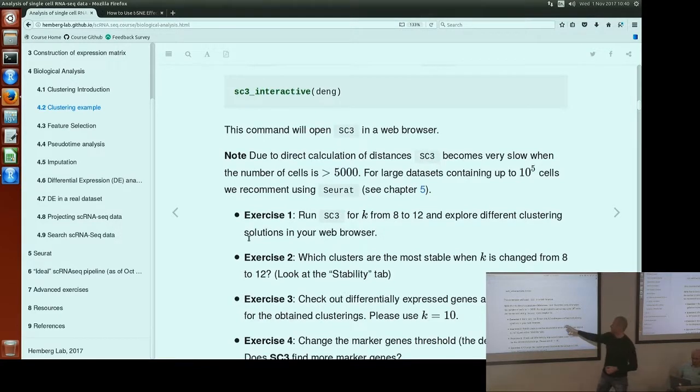Well, actually, we have this as an exercise, to run SC3 from 8 to 12. There is one note here. Because of the distance calculations and the number of different parameters that we use in clusterings, SC3 becomes very slow if you run it for more than 5,000 cells. So we recommend using it for small data sets. It's very accurate, and it works nicely. If you have more than 5,000 cells, you better start using SEURAT, because it can work with up to 10 to the 5 cells. So you can go through the exercises now. I will do the same on my computer, and then we move forward to the next method.